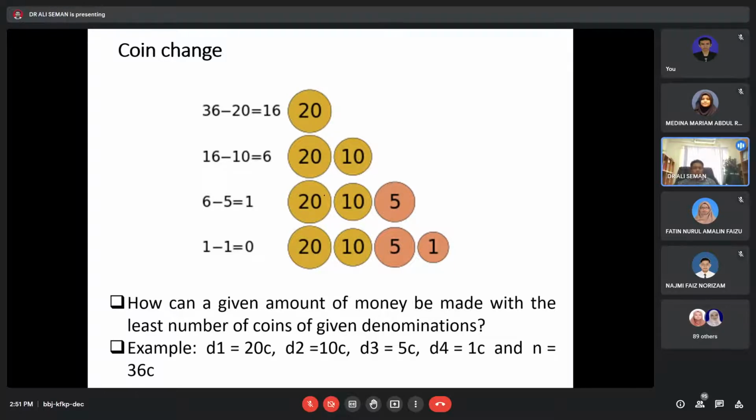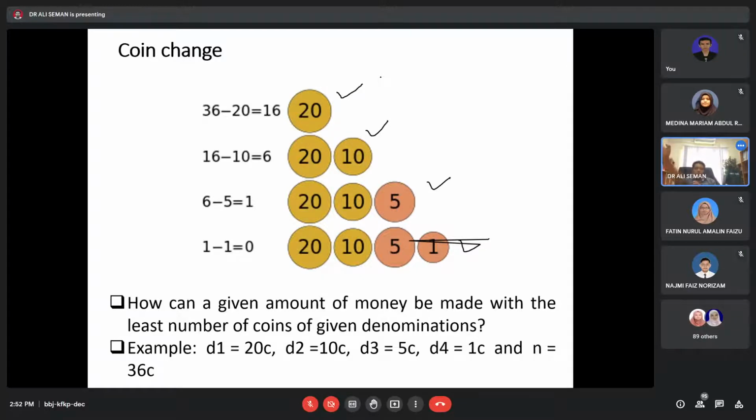Before that, you have to understand what the problem is here. How can a given amount of money be made with the least number of coins of given denominations? So denominations are coins here. Let's say we have the 20 cent coin, the 10 cent coin, the 5 cent coin, and the 1 cent coin. And we need to set the goal. What is the goal in order to solve the problem? We want to find the minimum number of coins, or the least number of coins. So the least number of coins, that is the goal.